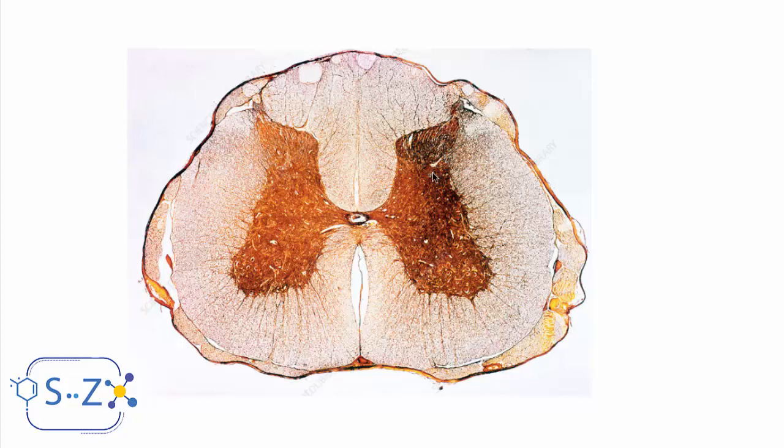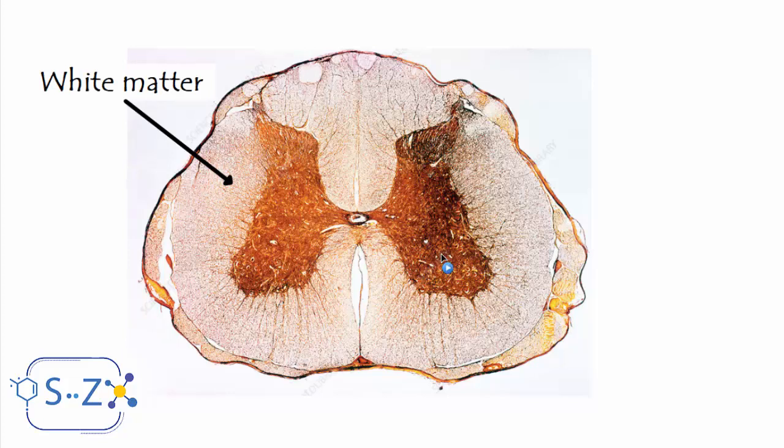Here's the butterfly structure, and we can notice that there are two colors in the spinal cord. We call this area the gray matter, while this light area is called the white matter. So this is the white matter here, and this is the gray matter in the spinal cord.